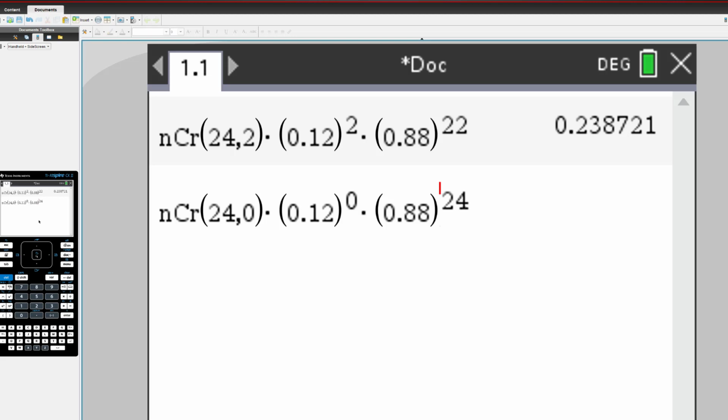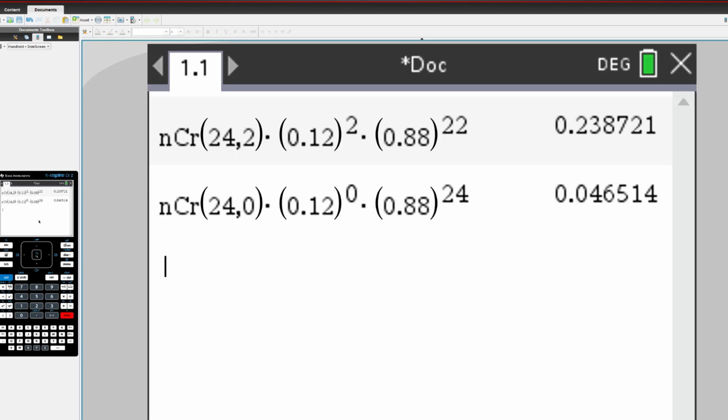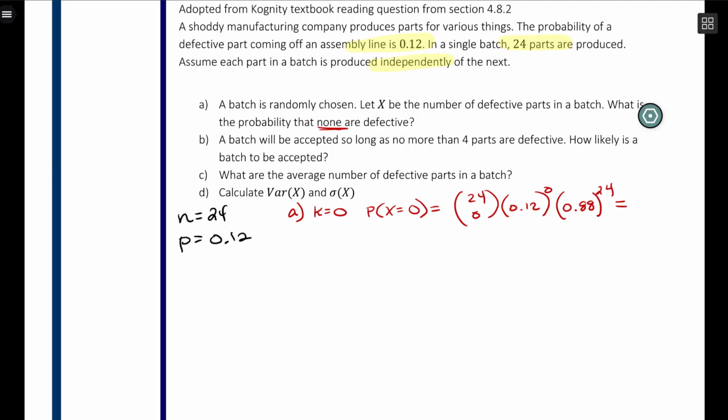So here's our prompt, exactly how we had it written down. We hit enter, and look at that. We have only a 4.65% chance of having 0 parts be defective. That's still like almost 1 in 20. That still seems kind of high to me. Maybe that's why they're a shoddy manufacturing company. So our answer to this question is 0.0465 or 4.65%.